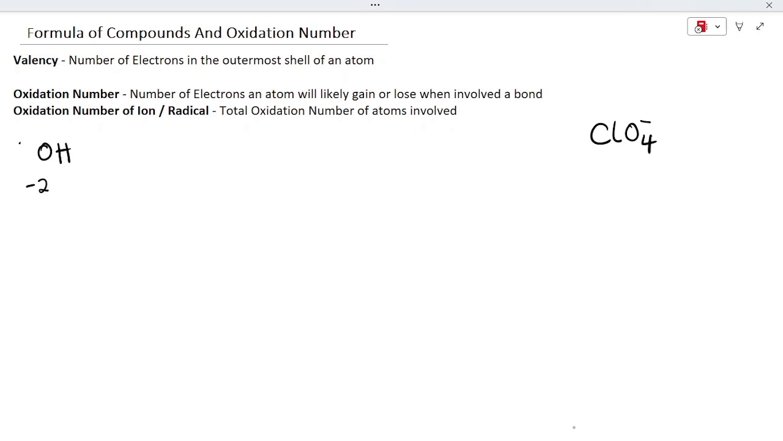Why is it -2? Now, in an atom, you have the possibility of gaining or losing electrons. When you gain electrons or lose electrons, you become an ion. And as far as it's an ion, it can either be a cation or an anion. Anions are negatively charged, they gain electrons. Cations are positively charged, they lose electrons.